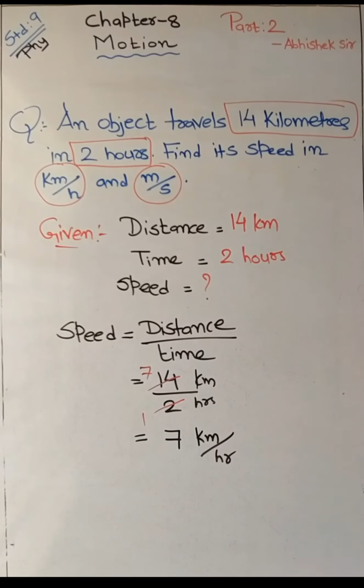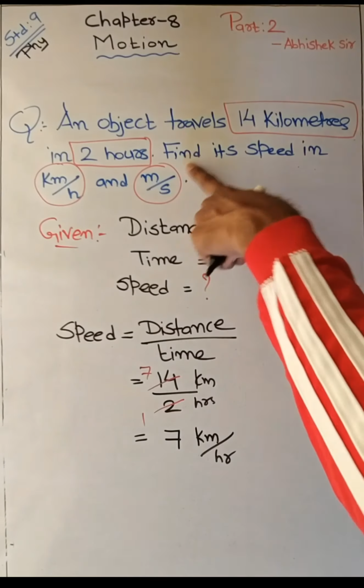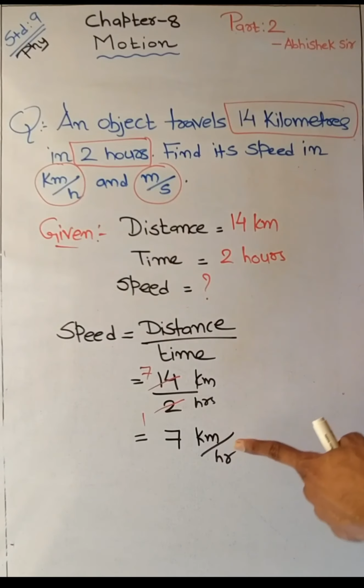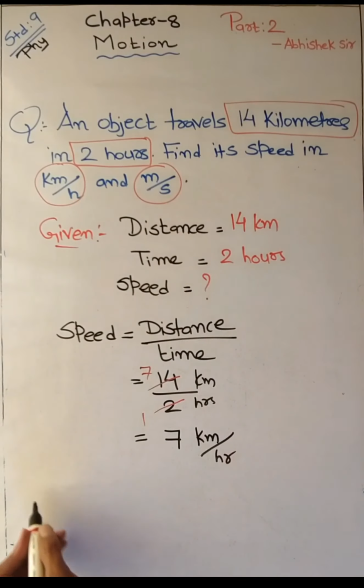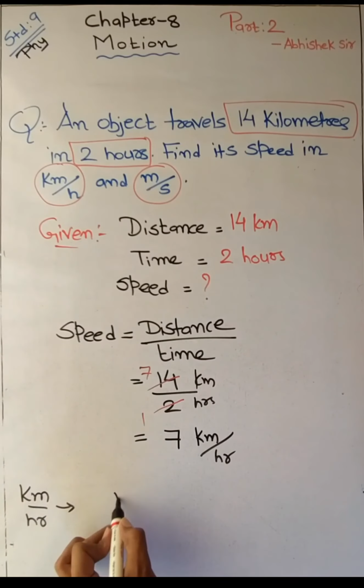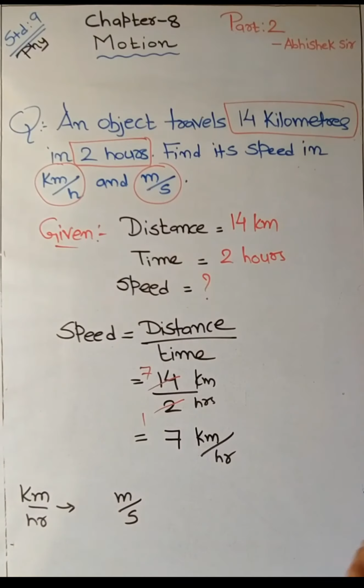But now we have a very important conversion. This is the first part of the answer: find its speed in kilometer per hour. We have the first answer, that is 7 kilometer per hour. Now let us convert this value, kilometer per hour, into meter per second. That is very easy. I'll explain it.